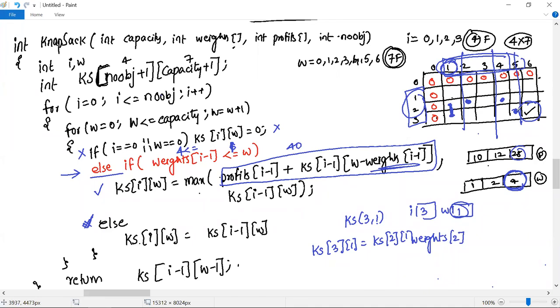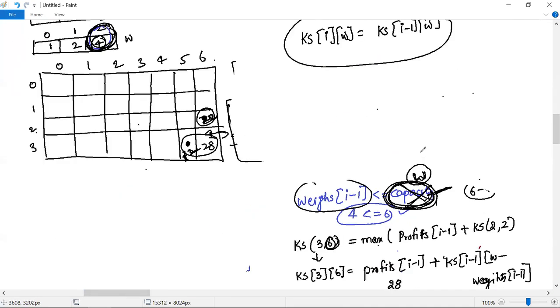At any given index, let us take you are standing here. What is the meaning? In these three objects, when the capacity was 3, what is the maximum profit? It will be here. When you are standing here, what is the meaning? In these two objects together, what is the maximum profit when the capacity was 4? That is what the actual meaning is, right?